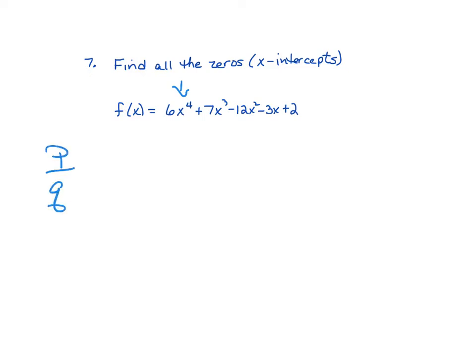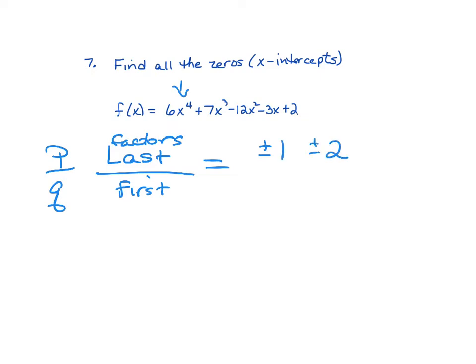The p is the factors of the last term, and the q would be the factors of the first term. So for example, for the 2, the only way I can multiply to get a 2 is 1 times 2 and negative 1 times negative 2. And I'm going to write this with a little shorthand notation here. I'm going to write it as plus minus 1, plus minus 2.